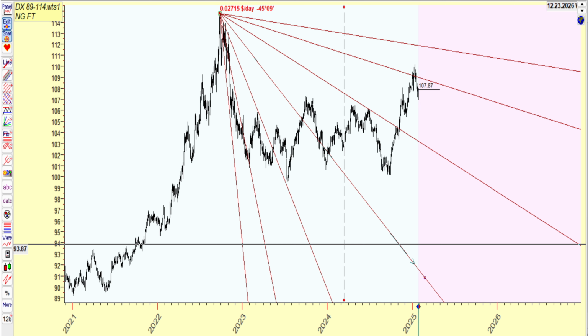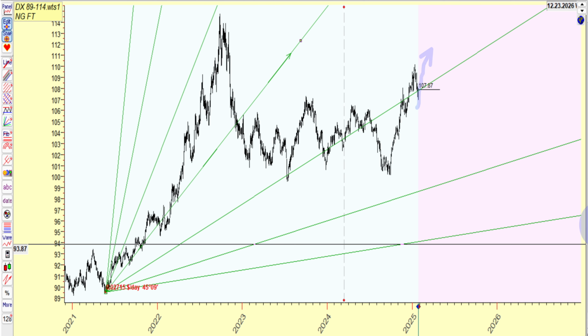What is that? One, two, three. No, the 1x4. This is the 1x4. Sorry, this is the 1x3. So this is where we want to see if we could get up and continue pushing high. That would be a target on the upside.